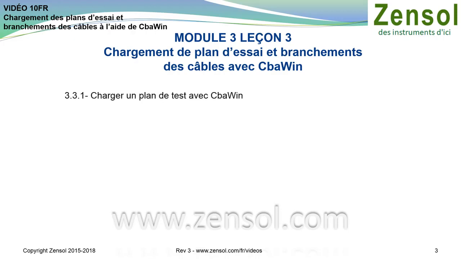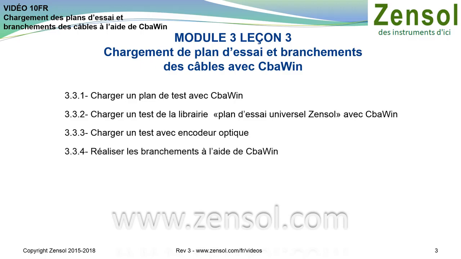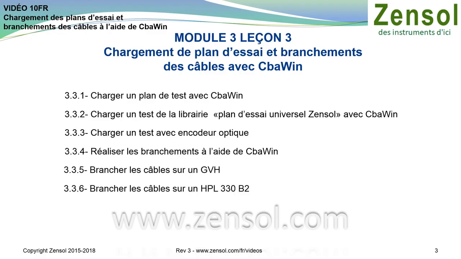Load a test plan with CbaWin. Load a test from the Zensol Universal Test Plan library with CbaWin. Load a test with optical encoder. Make the connections using CbaWin. Connect the cables to a GVH. Connect the cables to an HPL 330B2.